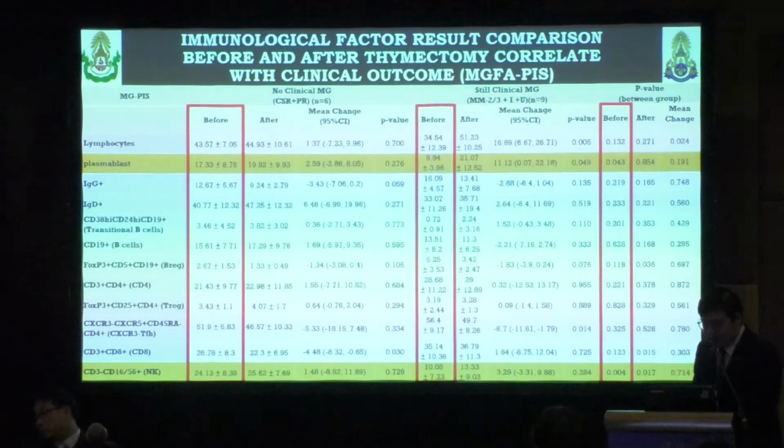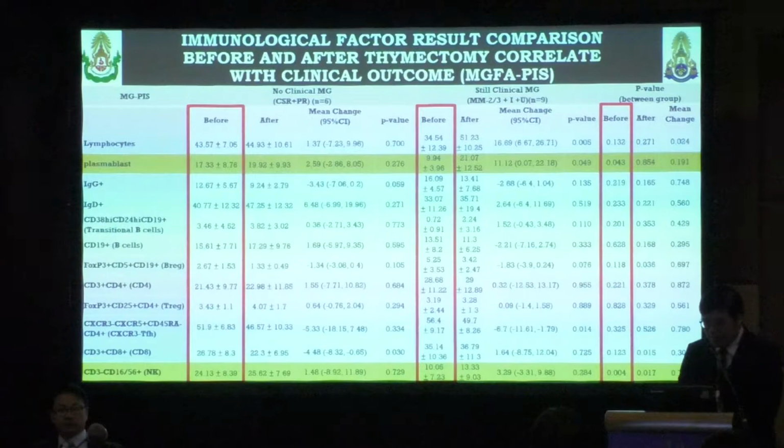The last table shows the clinical outcome, where we divide patients into two groups. The first group is patients who have no clinical MG after surgery, and the other group still has clinical MG. We found that T follicular helper cell did not show any significant difference, but plasmablast level and natural killer cell before surgery were significantly different.